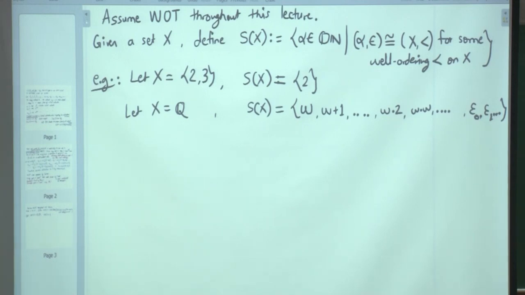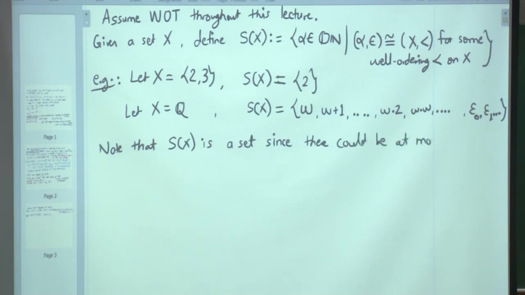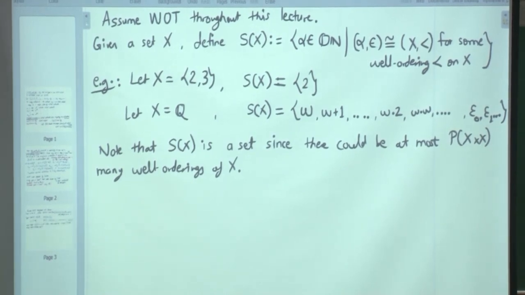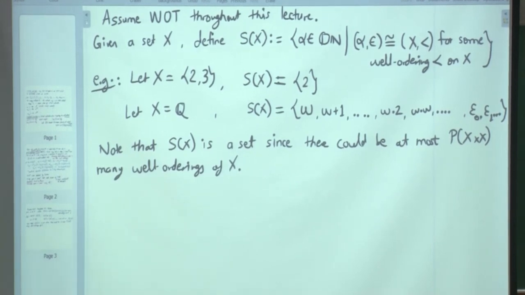So let us notice the set part first. Note that S of X is a set since there could be at most power set of X cross X many well orderings of X. Every well order less than is a subset of X cross X. So therefore, there could be only so many well orders. And power set of X cross X is a set. X is a set, so X cross X is a set, so power set of X cross X is a set. Our usual argument. So therefore, S of X is a set. Why is S of X non-empty?